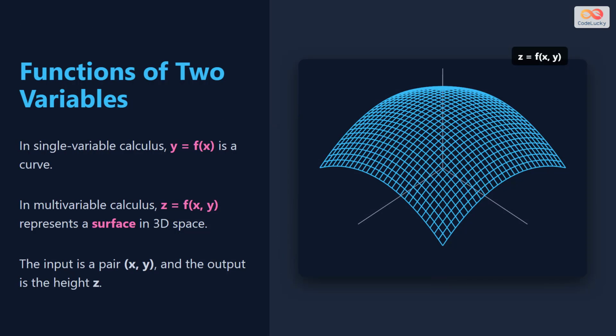First, let us orient ourselves. In single-variable calculus, you work with curves on a 2D plane. But now we have a function of two variables, x and y. This creates a surface in 3D space, like the hill you see on the screen. For every pair of coordinates x and y, there is a specific height, z.